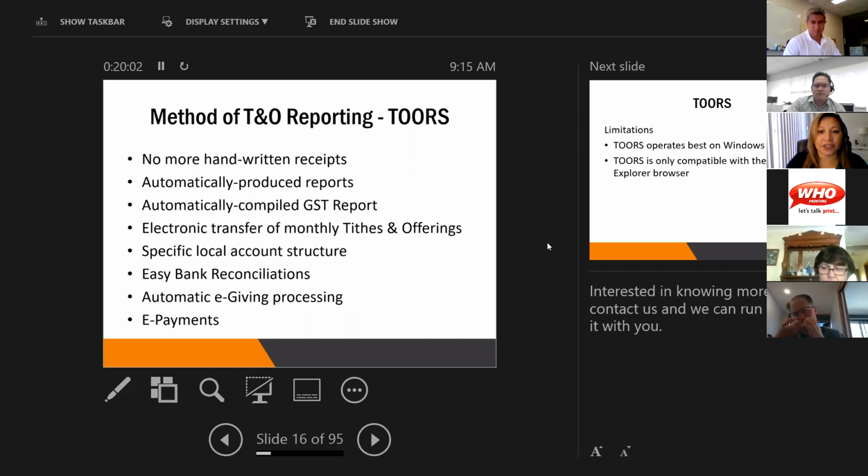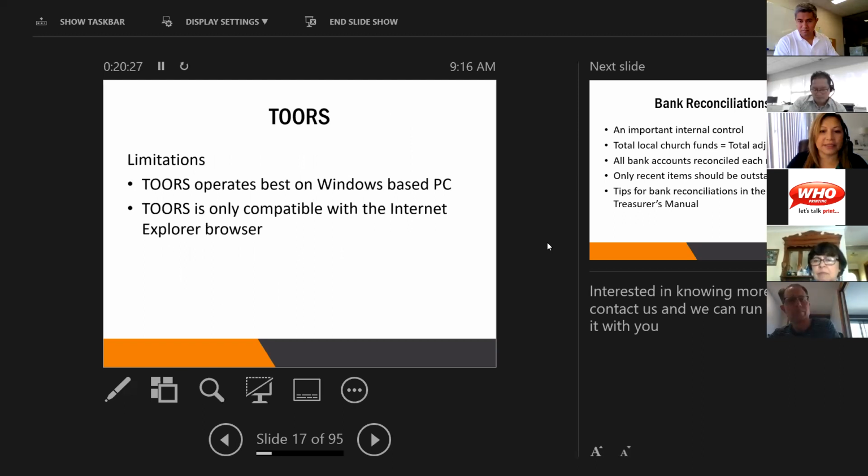There's a chart of accounts that is structured. Bank records are easy to perform. And e-giving, when it's entered via the e-giving website, is automatically processed in TORS so that there's less for the treasurer to do, which is always a good thing. And electronic payments can be made, including direct debit and BPay. What are TORS limits? Well, it operates best on Windows-based PC, and it's only compatible with Internet Explorer browser, which you know is becoming obsolete as well.